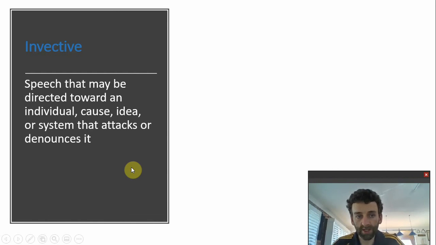Invective. Invective is speech that may be directed towards an individual or cause, an idea, or a system that attacks or denounces it. Now, speech doesn't have to be direct speech. It doesn't have to be something somebody says. If it's a cartoon, it might be implied. The invective is implied within the cartoon, but it's very much linked towards the criticism that is being made towards society or towards an element of society in this.